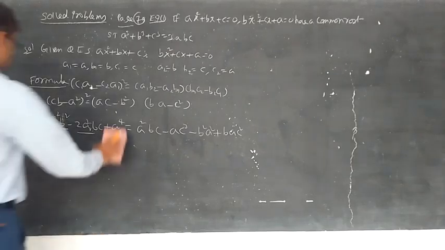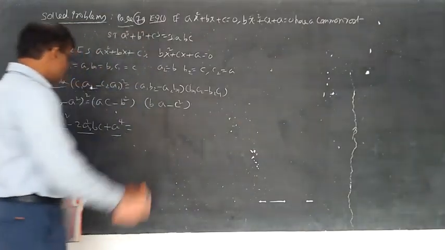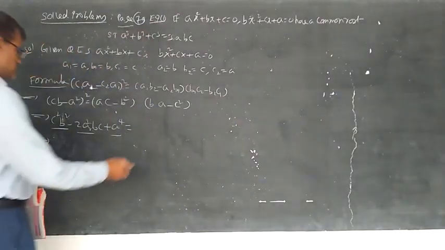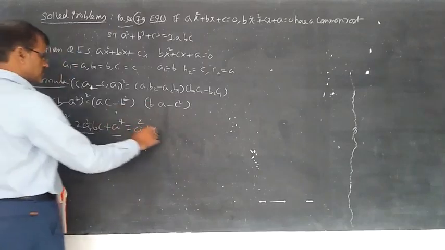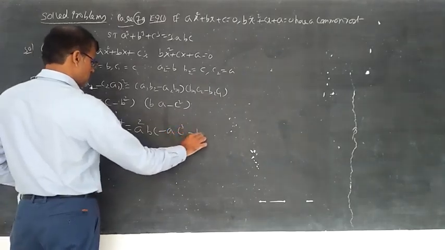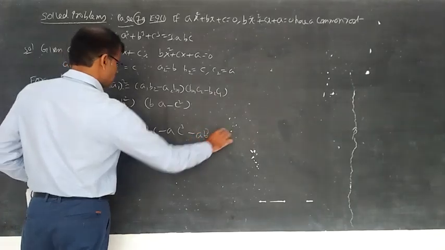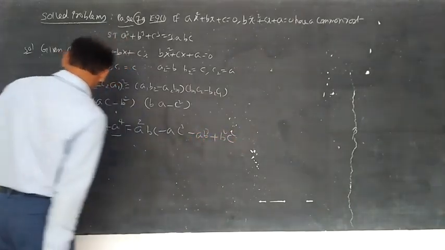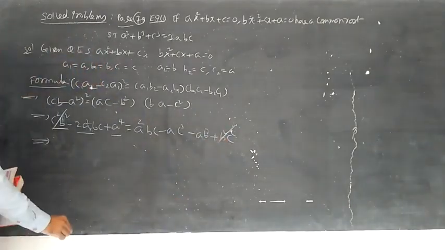Now let us multiply. This is okay. This side once again we can do. This is A square BC, A square BC minus AC cube minus AB cube plus B square C square. B square C square on both sides will get cancelled.